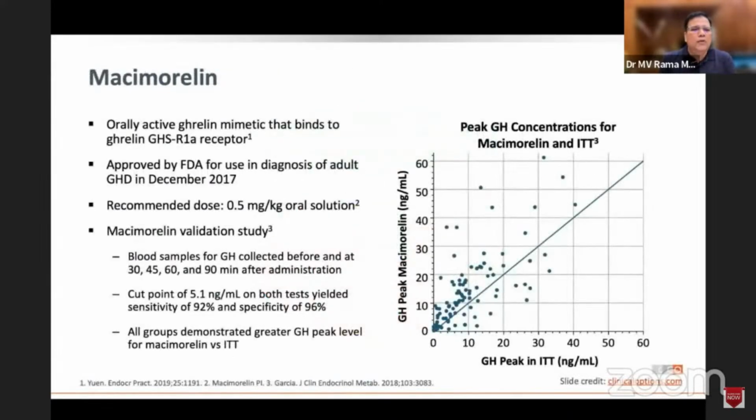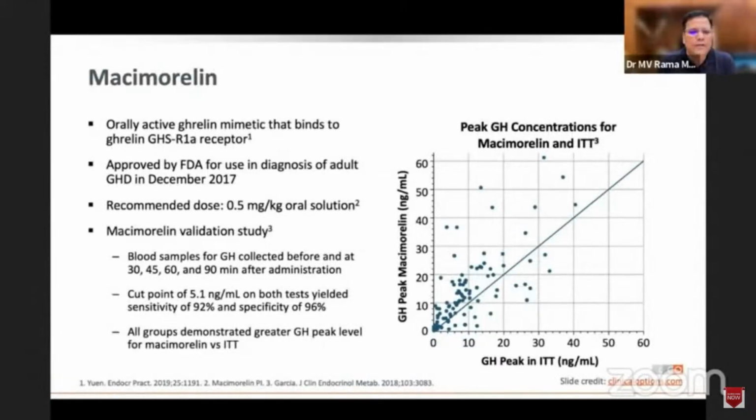This is an orally active ghrelin mimetic that binds to the ghrelin receptor on the pituitary gland. This is approved for FDA use in diagnosis of adults with growth hormone deficiency. You can give a 0.5 milligrams per kg oral solution, and you can collect blood samples at 30, 45, 60, and 90 minutes after administration. The cutoff point of 5.1 nanogram per ml can yield a sensitivity of 92% and specificity of 96%.